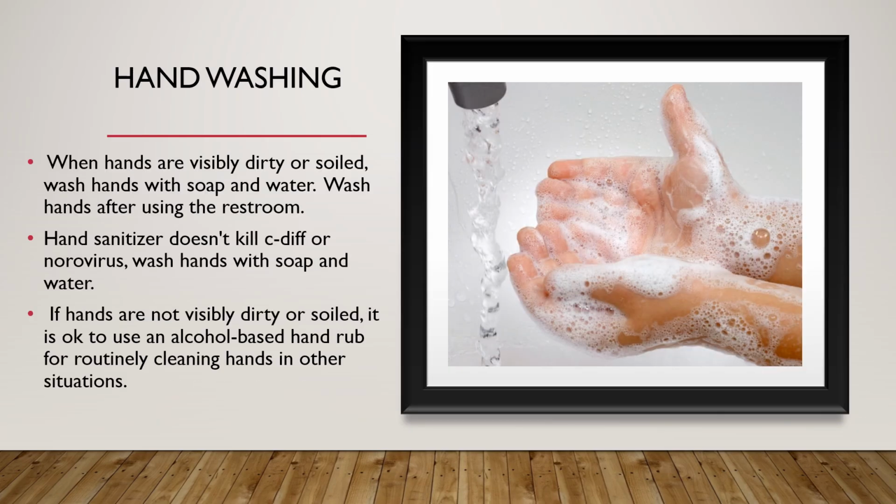So let's talk about hand washing. When hands are visibly dirty or soiled, they should be washed with soap and water. Wash hands after using the restroom. Hand sanitizer doesn't kill C. diff or the norovirus. Wash hands with soap and water. If hands are not visibly dirty or soiled, it is okay to use an alcohol-based hand rub for routinely cleaning hands in other situations. Now, it's important that while you use a good technique to wash your hands, you are also drying your hands on paper towels and not the terry cloth towels that are found in patient homes.